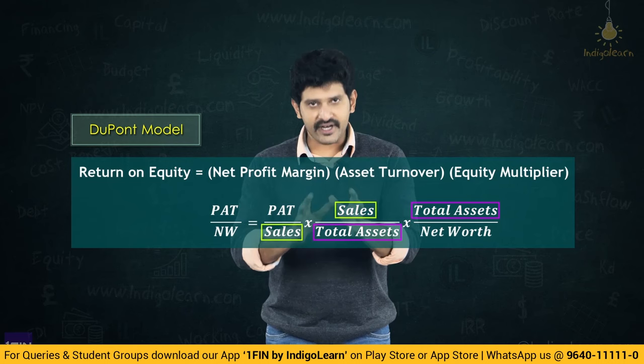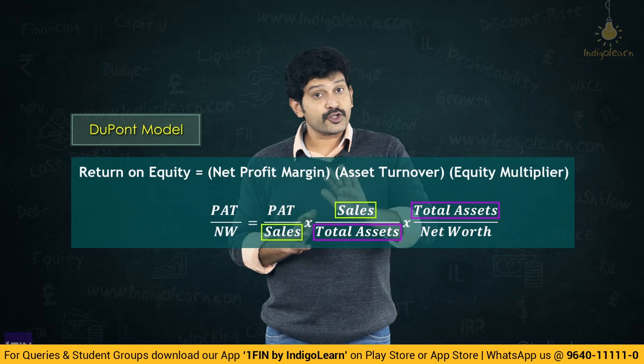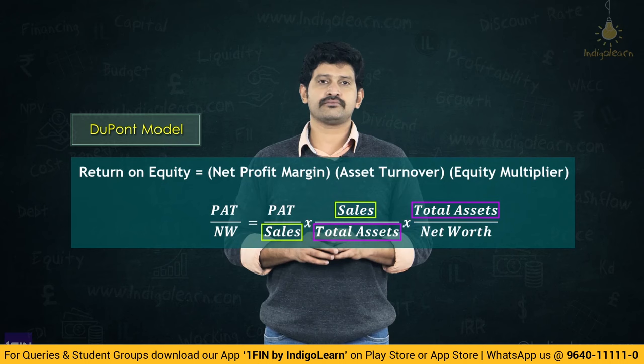Say, for example, the return on total assets of the company is some 8%. Now, if there is no debt component involved, will there be any magnifying effect of this return? 8% and 1 will be 8% only.